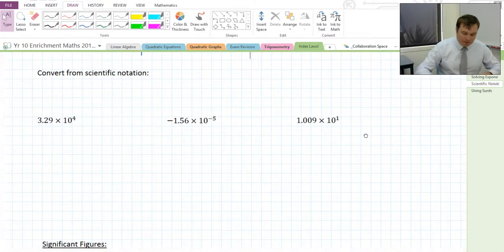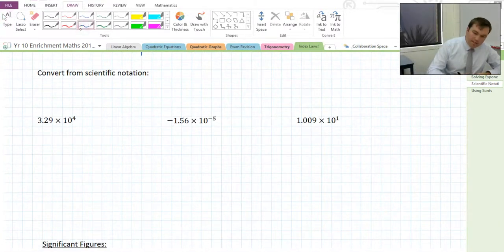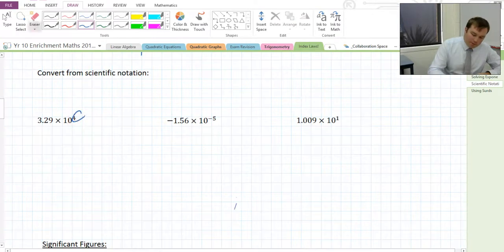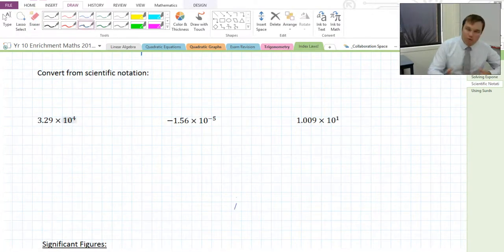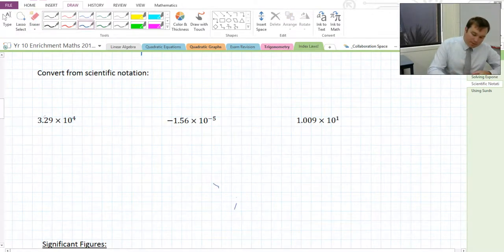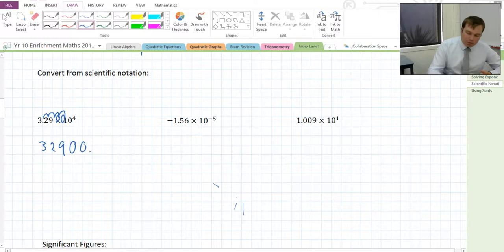Converting from scientific notation. 10 to the 4 means it's being multiplied by 10,000. Quite a big number. We're going to jump the decimal place 4 places. 1, 2, 3, 4. Every time we do a blank jump, you add a 0. So 3, 2, 9, 0, 0. And the decimal place is now there, although you wouldn't write it by convention. You would leave the decimal off and just write it as that.